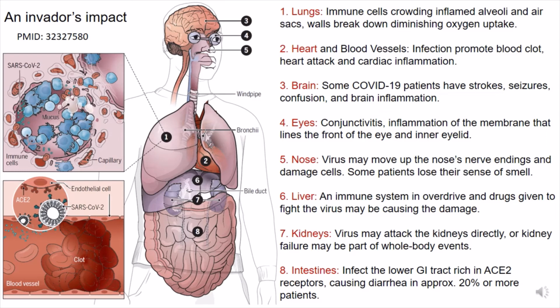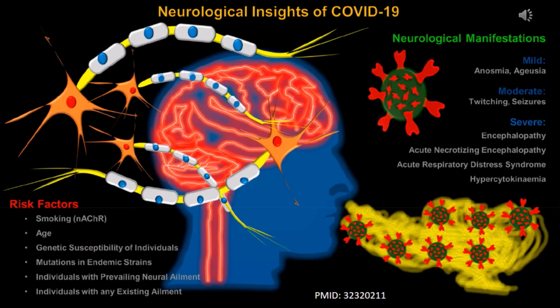8. Intestines: the virus infects the lower GI tract, which is rich in ACE2 receptors, causing diarrhea in approximately 20% or more of patients. The SARS-2 virus is believed to enter the GI tract through the nasal mucosa or the gastrointestinal tract due to their higher expression of protein ACE2. The intriguing part though is that recently reported studies have noted altered mental health in some COVID-19 patients showing symptoms like anosmia and ageusia, thereby indicating a neuroinvasive nature of the virus.